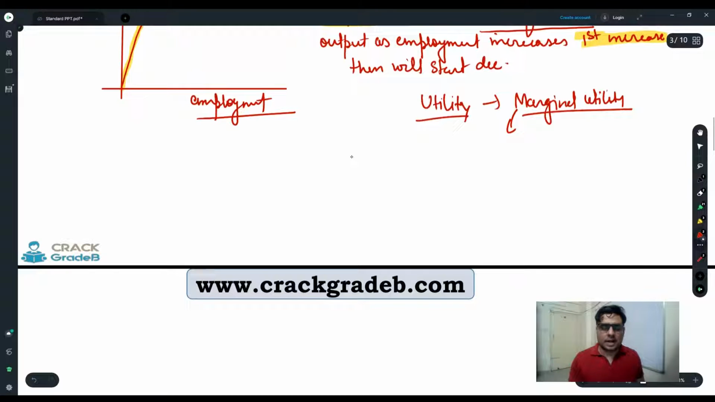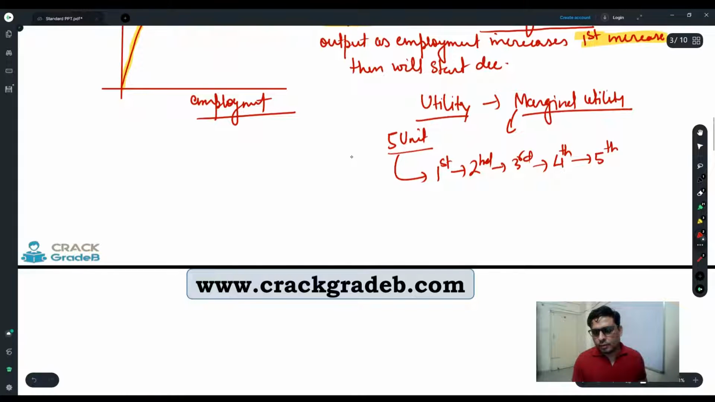So suppose that I have an appetite of 5 units, right? I am going to consume the first unit. I will get some satisfaction, but still I am hungry, so I need a second unit. Then I will go for the third unit, then the fourth unit, then the fifth unit, right? So I have an appetite of 5 units.